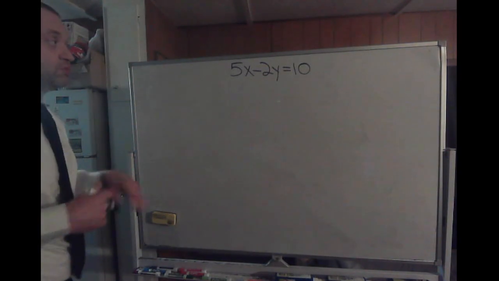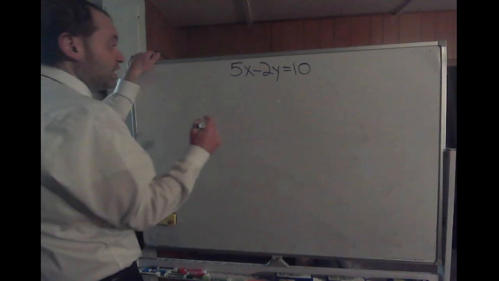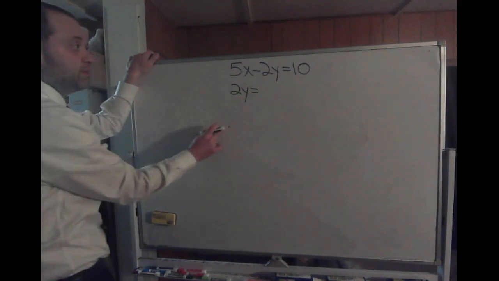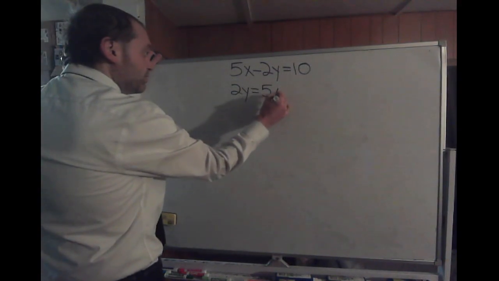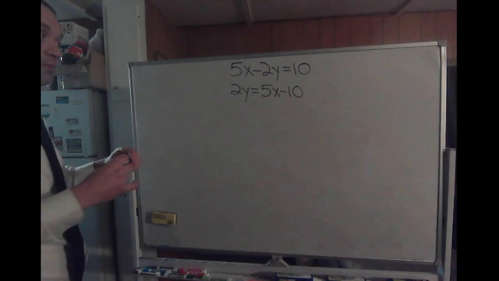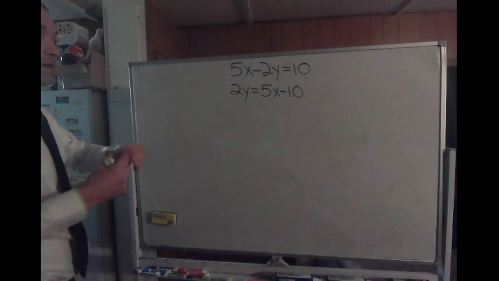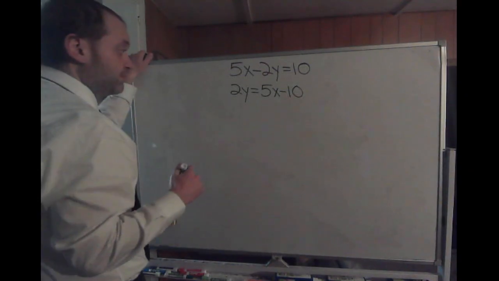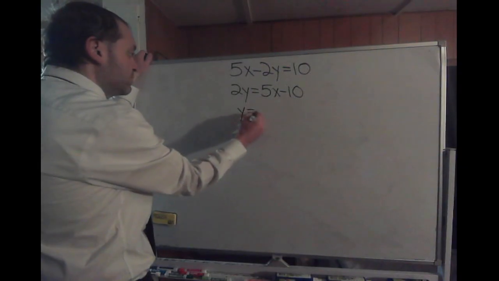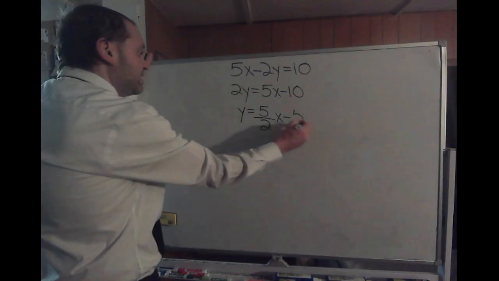First thing I would do is move your 2y over and then move the 10 over. So if you do that, you'll get 2y on one side of the equation would be equal to 5x minus 10, right? Okay, we're almost there, but the coefficient on the y term needs to be 1 in order for it to be in slope-intercept form. So you just divide everything by 2. If you do that, you'll get y equals 5 halves x minus 5.